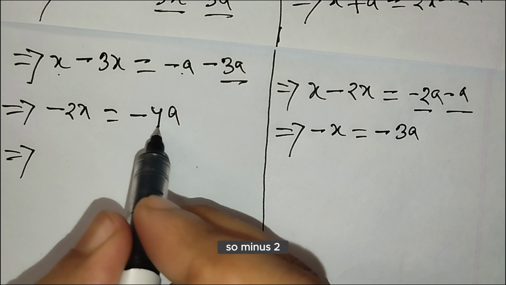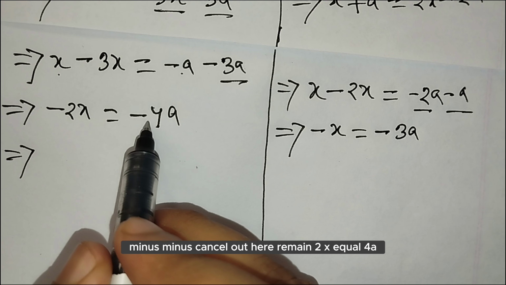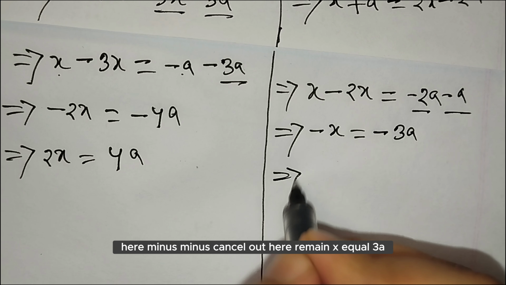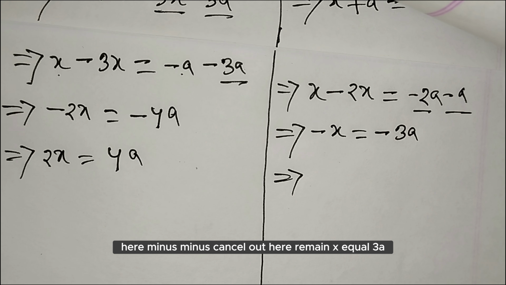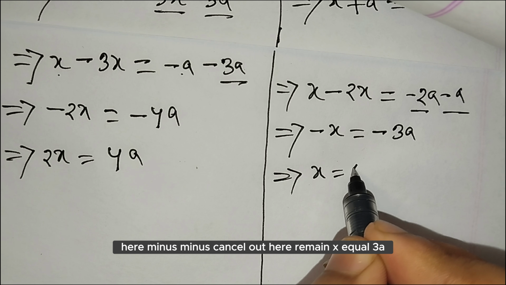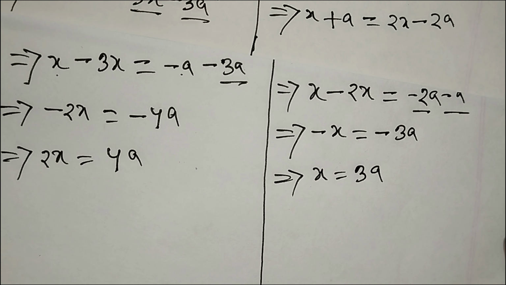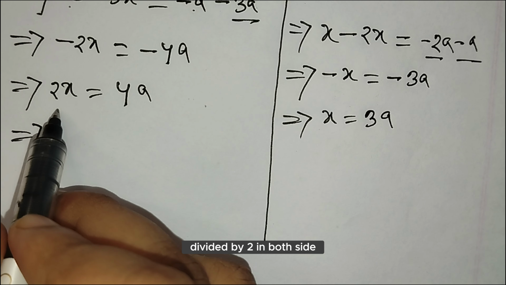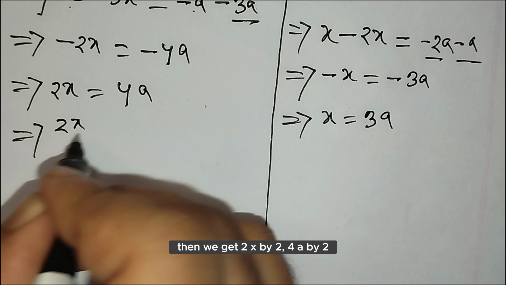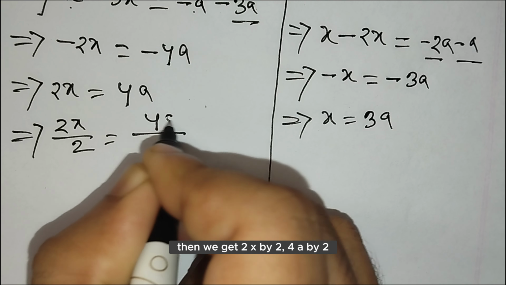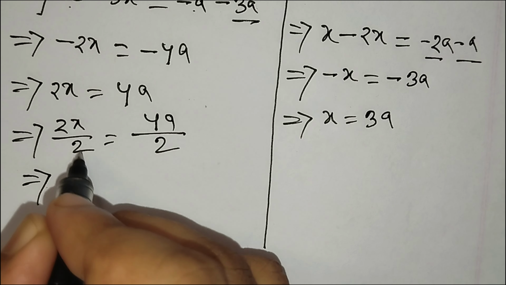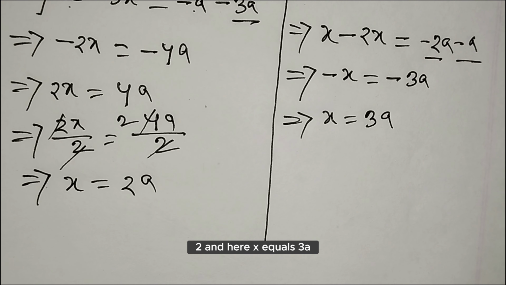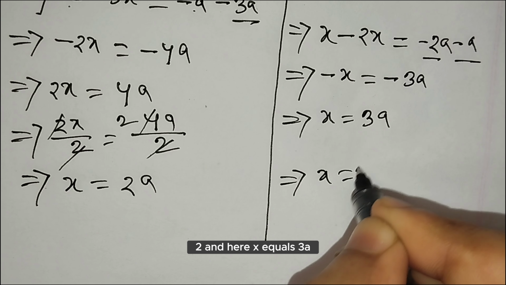So minus minus cancel out, here remain 2x equal 4a. Here minus minus cancel out, here remain x equal 3a. So divided by 2 in both sides, then we get 2x by 2, 4a by 2. So 2 cancel out, here remain x equal 2a, and here x equal 3a.